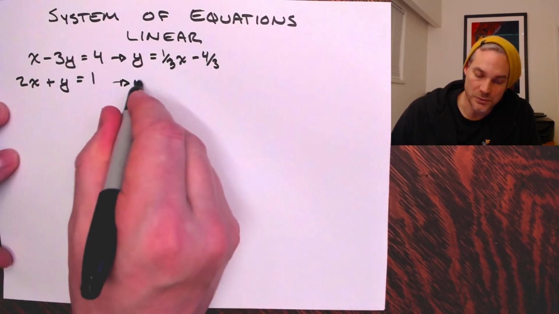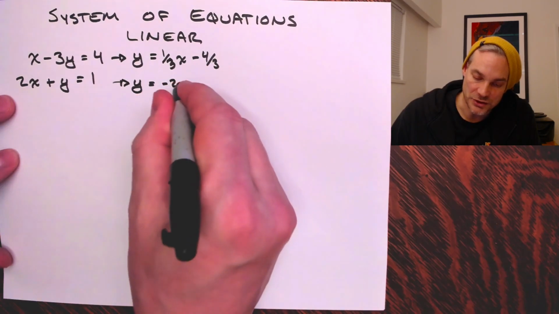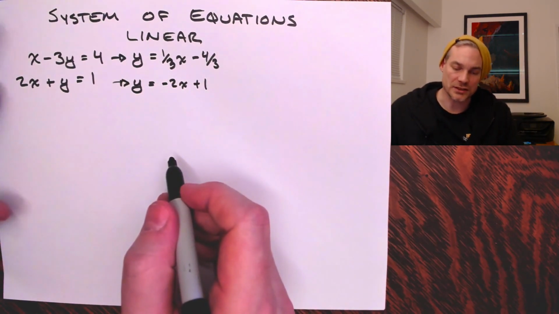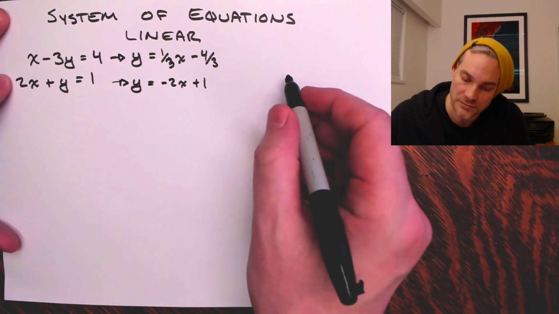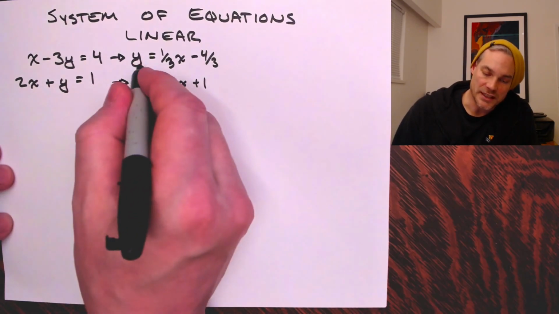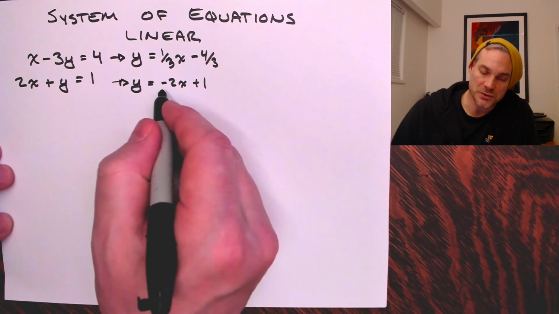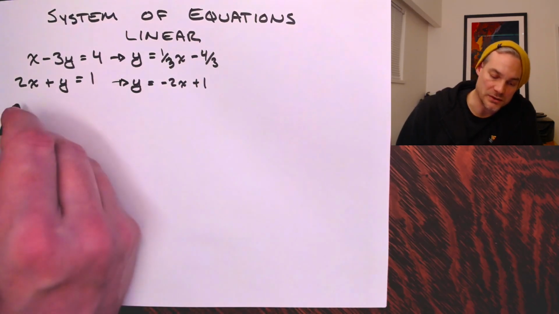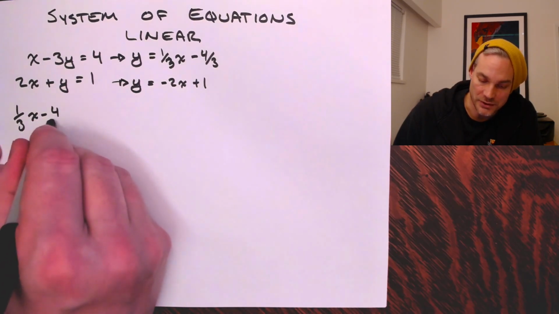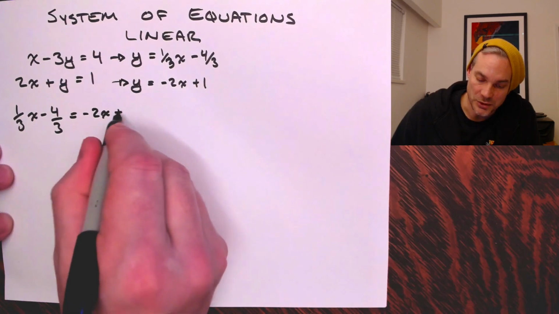So that's just solving for y. And now if we solve for y on this one, we actually have minus 2x plus 1. Okay, so we could just graph these. You know what, let's wait for a second. What I've seen here now is that they both equal y, so they must equal each other. So I have 1/3 x minus 4/3, and that has to equal minus 2x plus 1.